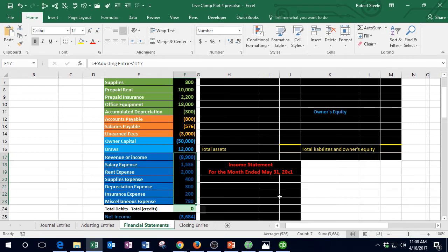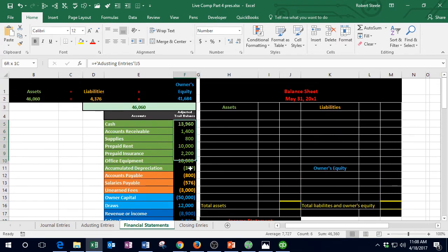$3,684 is the net income. What is equity? Two ways to find it. All the blue accounts is the $41,684, or assets minus liabilities, basically debits of assets minus credits of liabilities, is the same $41,684. Everything is really right there in a pretty handy place if we format it in the proper format.